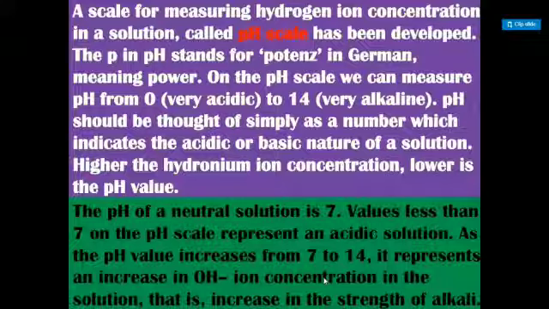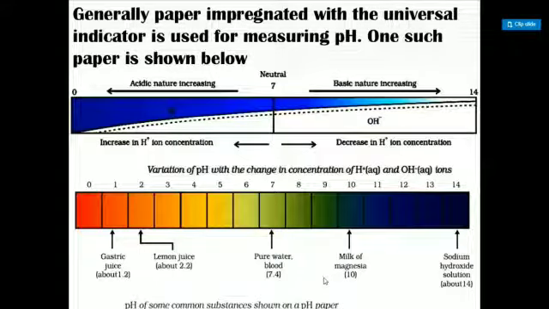As the pH value increases from 7 to 14, it represents an increase in OH minus ion concentration in the solution, that is, an increase in the strength of alkali.